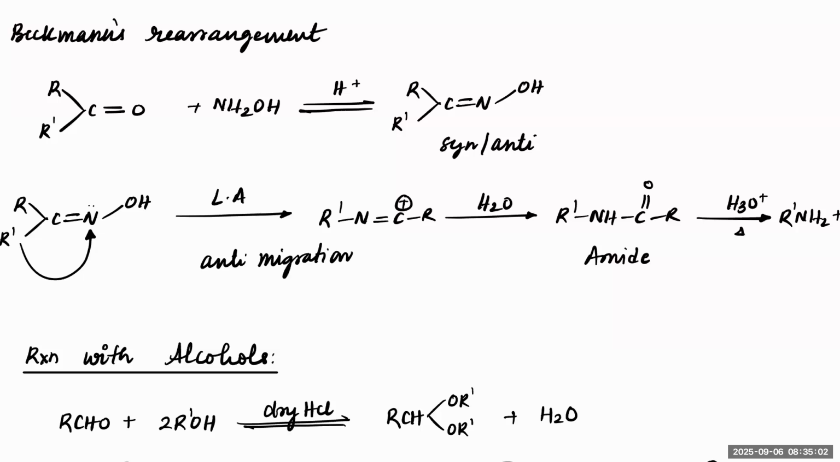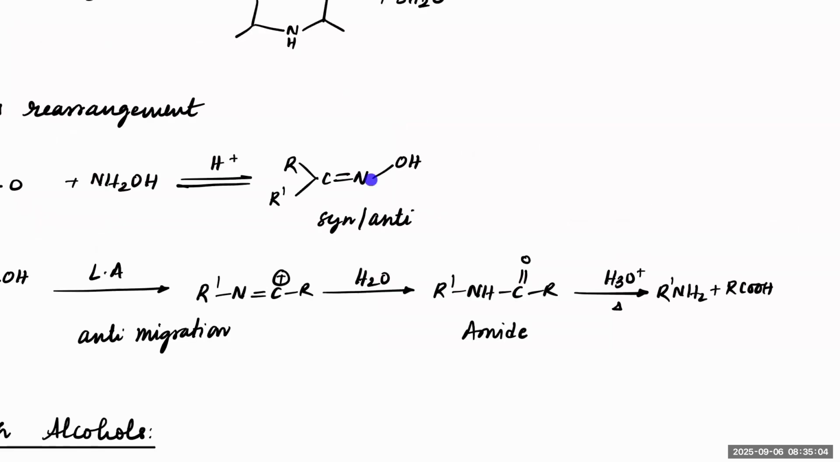Syn form or anti form means what? If this OH and R are on the same side, that is called syn OH and R group. If this OH and R dash are trans to each other, you call it anti to each other. Let me show you.